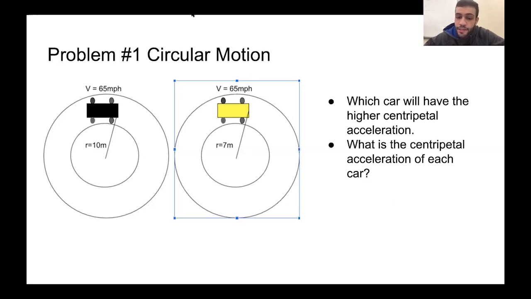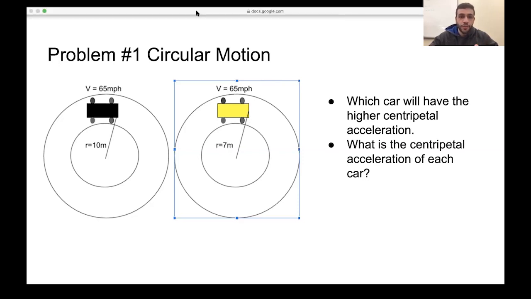Okay, so hopefully you guys can figure this one out. If you have any questions, do not be afraid to use the chat. Do not be afraid to ask each other or ask me. I'll keep my eye on it, and hopefully you guys keep your eye on it too. For now, the question is: what is the centripetal acceleration of each car? Good luck with that, and we'll regroup in a few minutes.